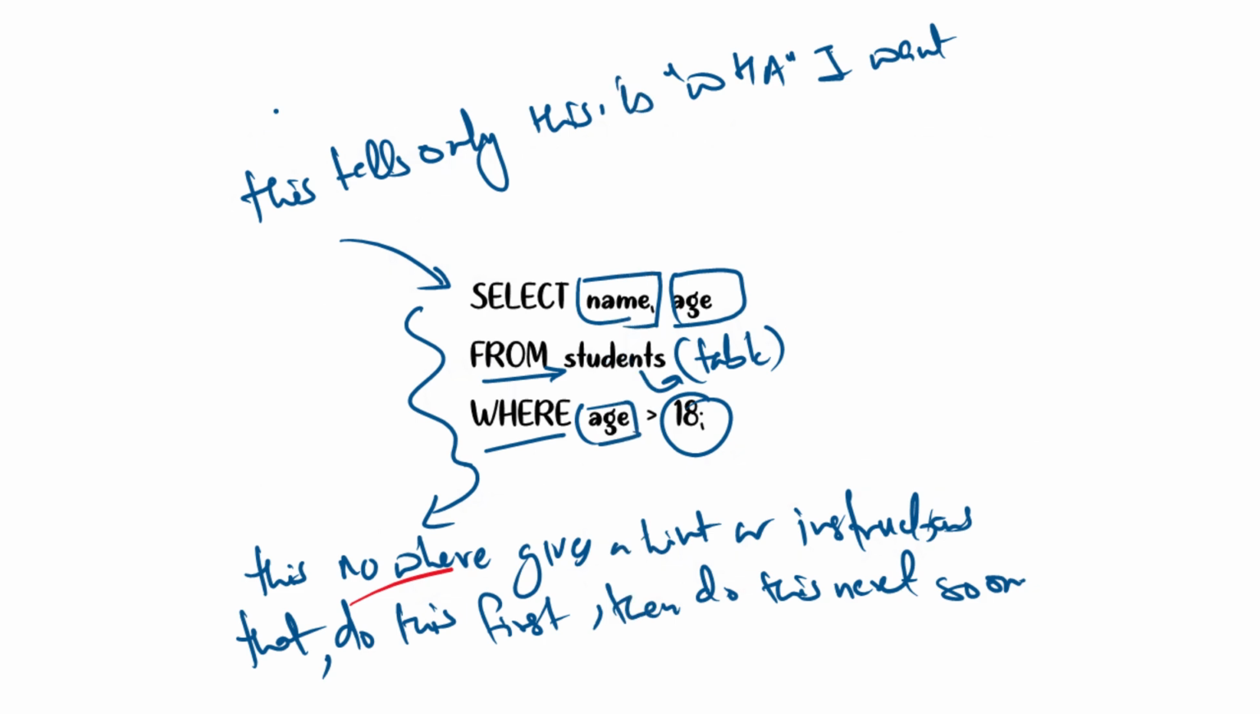In this SQL query, it clearly shows what you want. You want to retrieve the name and age columns of students who are older than 18. But it does not show how. You don't specify how the database should search for this data, what indexes it should use, or how it should traverse the data structures. The database management system, DBMS, takes care of optimizing and executing the query.